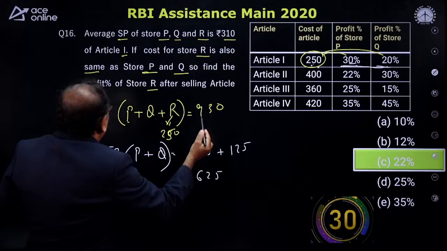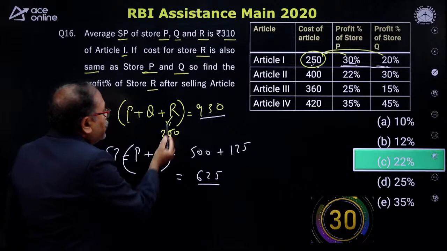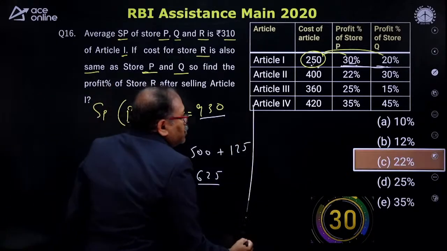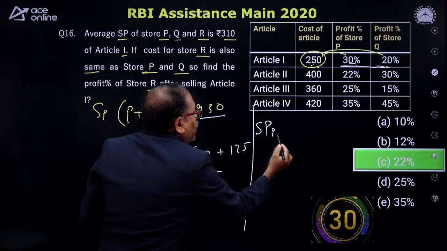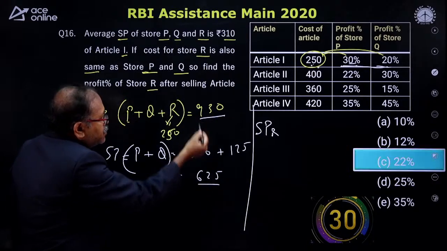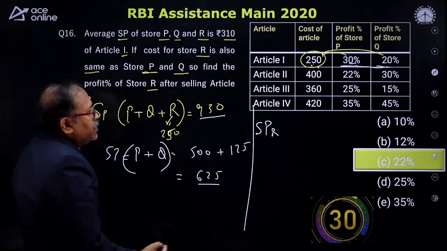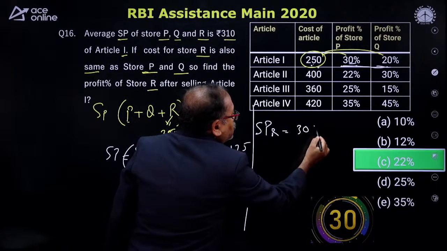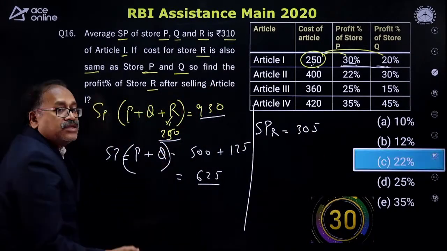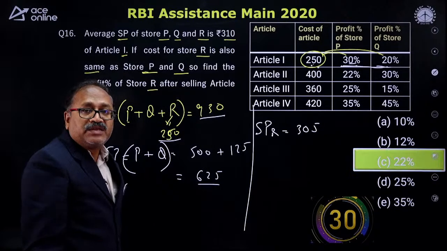So from this figure, if I take out the 625, I get the selling price of R. So what is the selling price of R? That's subtract it, that's 305. Yes, so the selling price of R is 305, whereas I know the cost price is 250, the profit is 55.